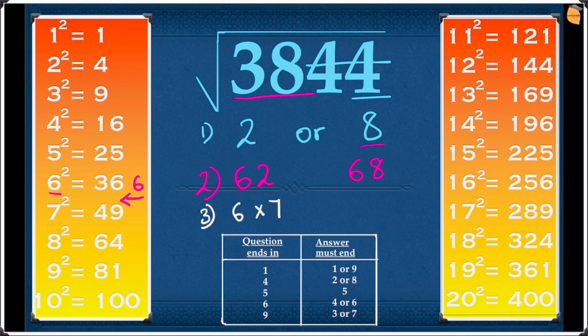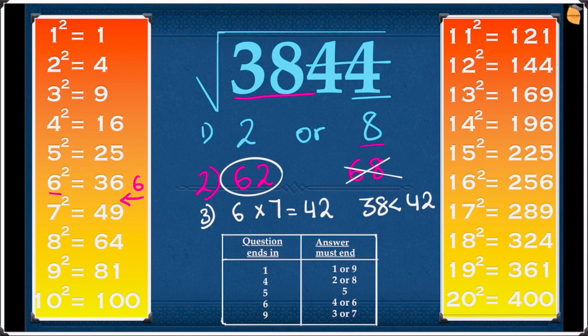So 6 times 7, as we all know, is going to be 42. Compare this 42 with the 38. So 38, is the 38 greater or less than the 42? It's obviously less than the 42. So we have to choose a smaller number, which is going to be 62. So 62 is going to be this answer, and 68 is not going to be the answer. So we know our answer is 62. So well done, guys, for getting this one right. And I hope you guys understood everything so far.